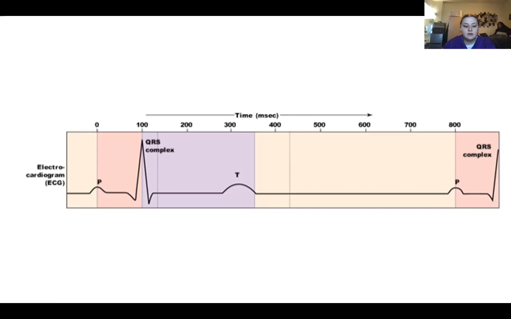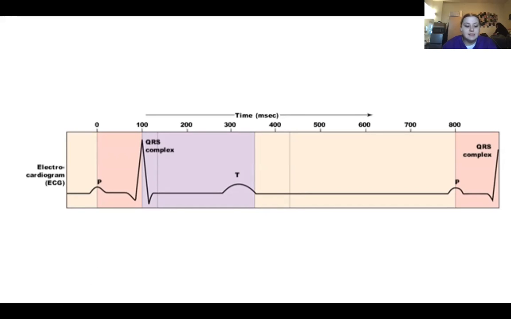The Q wave is the first relatively small wave. Then we have the R wave, which reflects main depolarization of the ventricles and is fairly large compared to the other parts. Then the final wave, the S wave, represents the final depolarization of the ventricles.